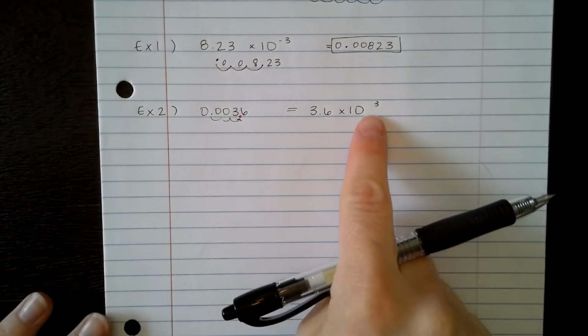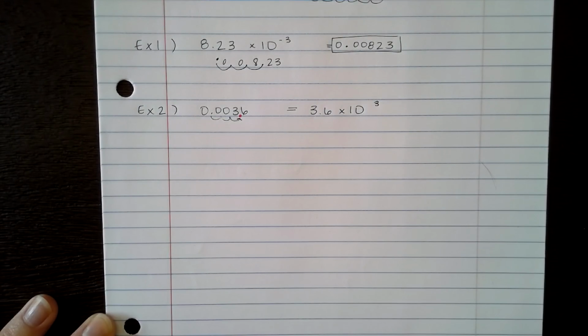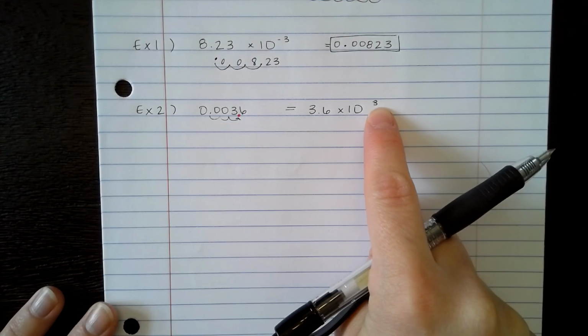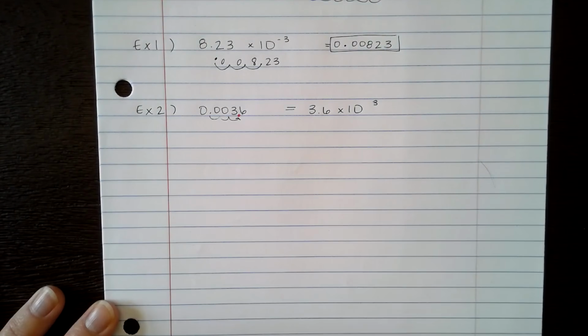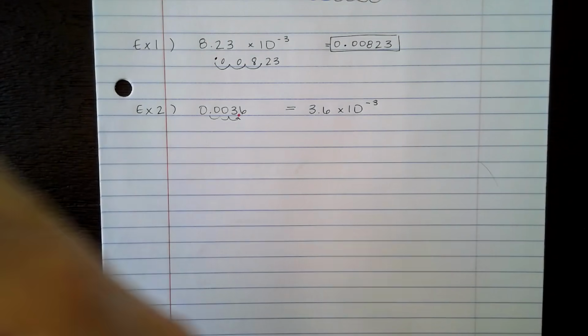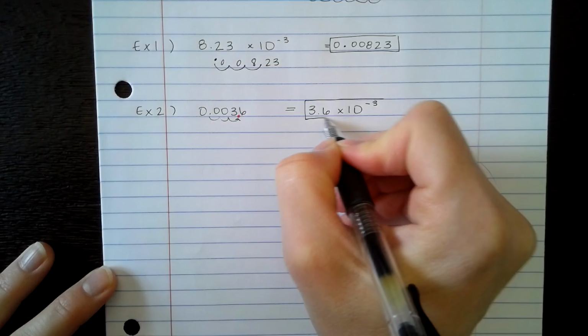That is wrong. Why? Give yourself a second to think about that. We moved it 3 spaces. I put a 3 there, but because this number is less than 1, the exponent is a negative. It's a smaller number. It's a decimal. So that way you go from standard to scientific.